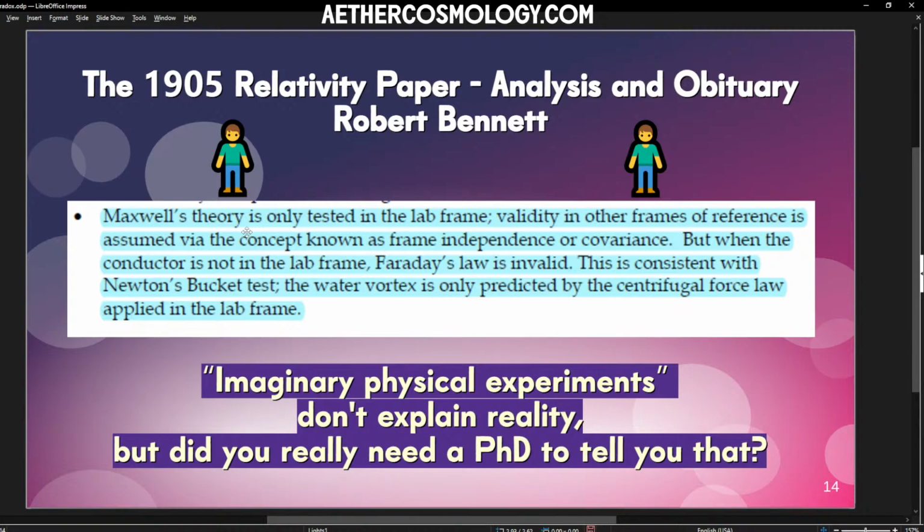He says, Maxwell's theory is only tested in the lab frame. Validity in other frames of reference is assumed via the concept known as frame independence or covariance. But when the conductor is not in the lab frame, Faraday's law is invalid. This is consistent with Newton's bucket test. The water vortex is only predicted by the centrifugal law applied in the lab frame. And then, just to make it clear, imaginary physical experiments don't explain reality, and you shouldn't need a PhD such as Robert Bennett to explain that to you. But sadly, I think a lot of us did need that. And that's all.